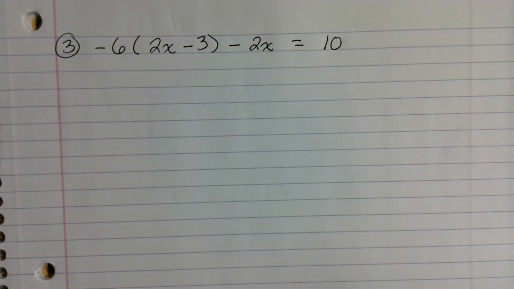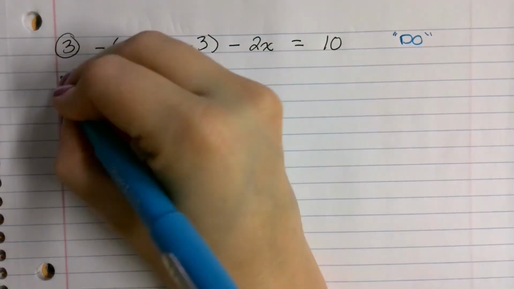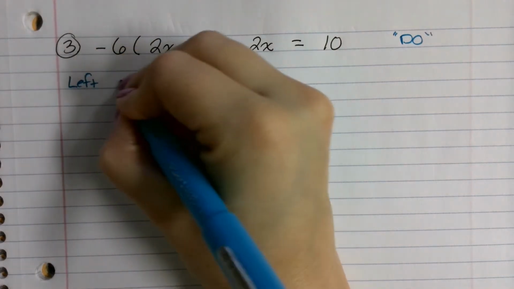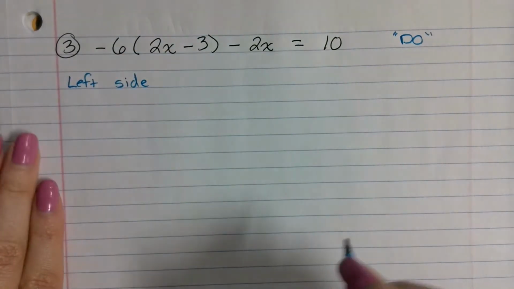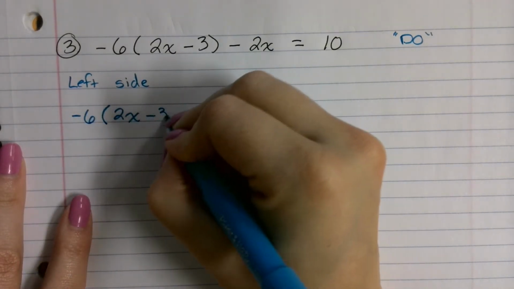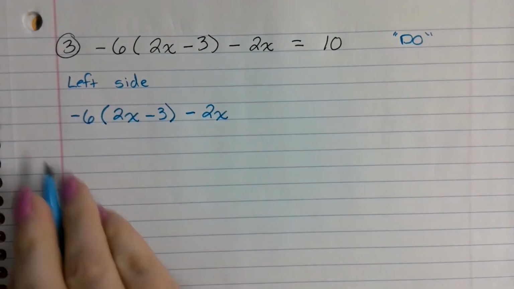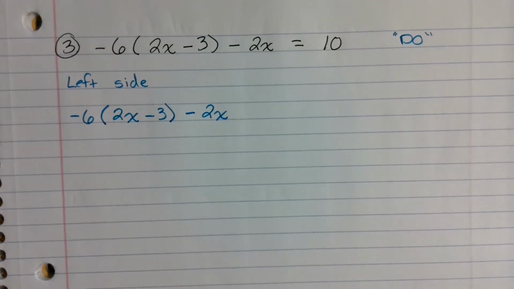So let's go with the process of what we can do. So let's start with the left side. On the left side, we have negative 6, parentheses, 2x, minus 3, close parentheses, minus 2x. That's our left side expression. Can we simplify that expression? What do we have to do first to simplify it, Kingston? Hey, yeah, you could do that. What else?